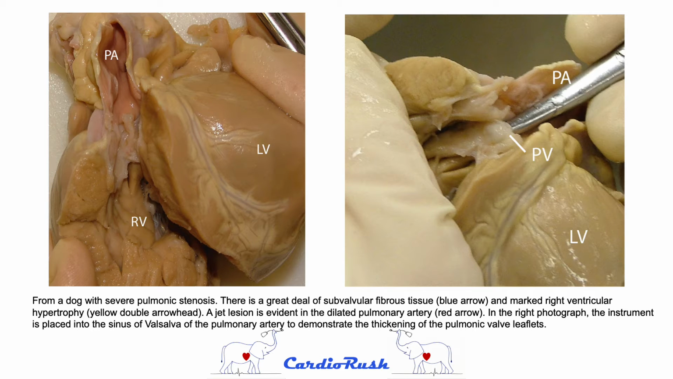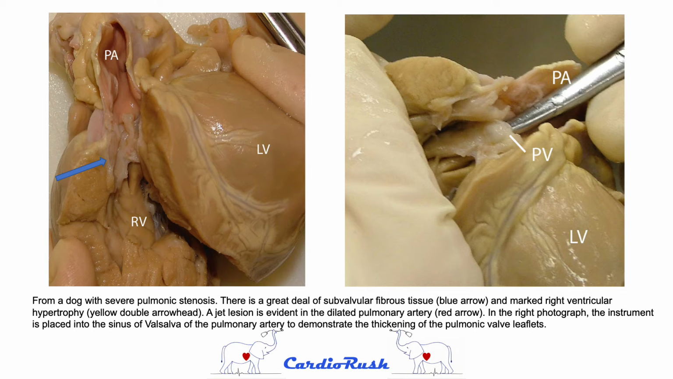These two pictures are from a dog with severe pulmonic stenosis. There is opening of the right ventricle and the pulmonary artery. The region just below the pulmonic valve on the left-hand image shows some fibrous tissue. So this dog likely had both valvular and subvalvular pulmonic stenosis.